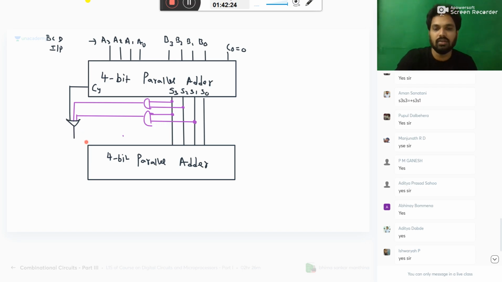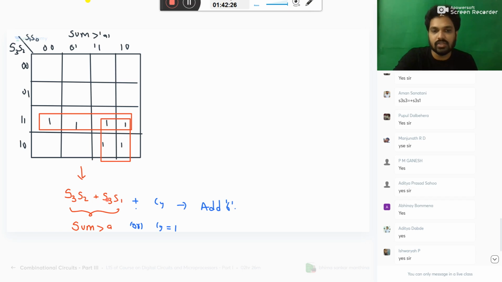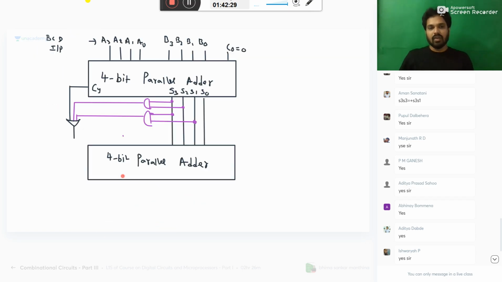So now please listen. This is the logic of S3 S2 plus S3 S1 or carry equal to 1: add 6. So when this logic is true, what you need to do? Add 6. How to add 6, sir? Simple logic. Please listen carefully. If it is not true, add 0. If it is true, add 6. That is done like this. Ground. This is also ground. If you are CSE, simply write it as 0. No problem. Okay. So now these two bits you connect like this. Now you observe. It is permanently 0.